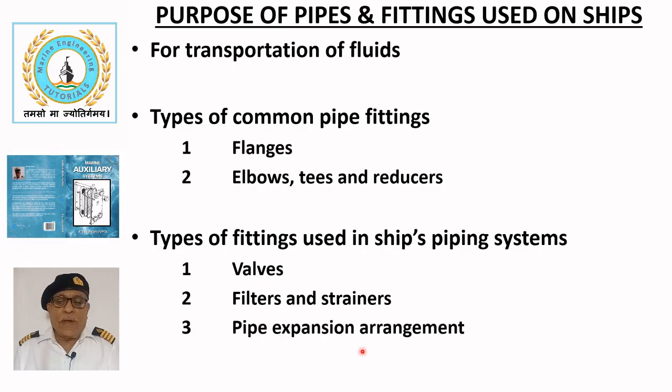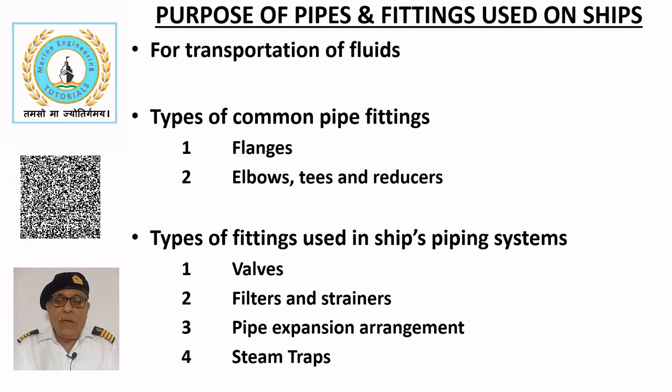Pipe expansion arrangements. Expansion joints are used in ship's piping systems to provide expansion and contraction allowance to piping used for transportation of hot fluids such as steam and exhaust gases. Steam traps. Steam traps are special types of valves used at the outlet of steam heating systems to ensure that the latent heat in steam is fully utilized and that only the condensate leaves the heater.